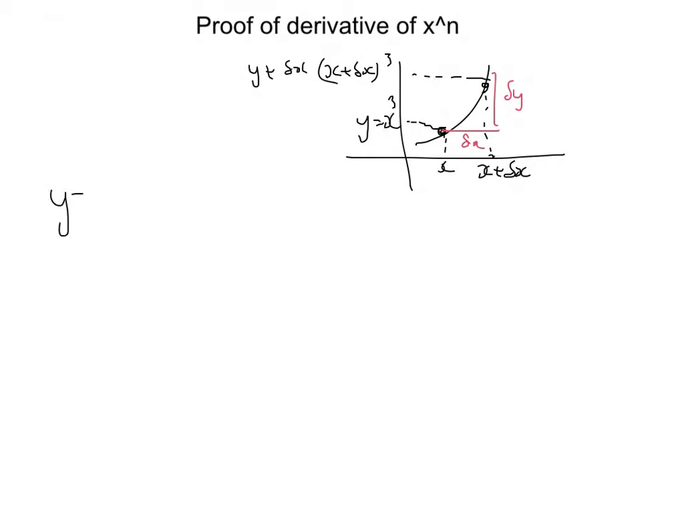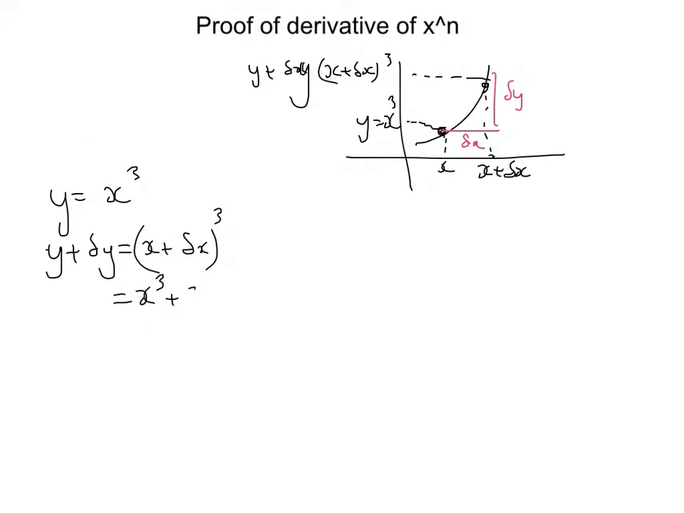Okay, let's go. y equals x cubed. Oops, I wrote x there. y plus delta y equals (x plus delta x) cubed, which is x cubed plus 3x squared delta x plus 3x delta x squared plus delta x cubed. See how I'm using binomial expansion here? I'm going to use binomial expansion in a big way when I do the general proof, but basically that's what I'm doing. That's y plus delta y.